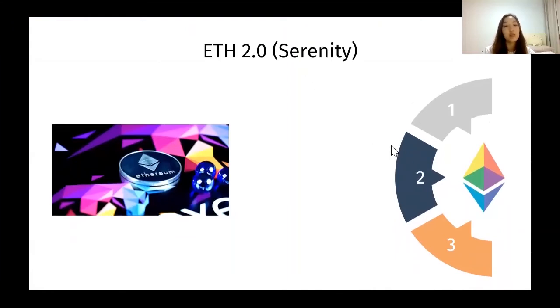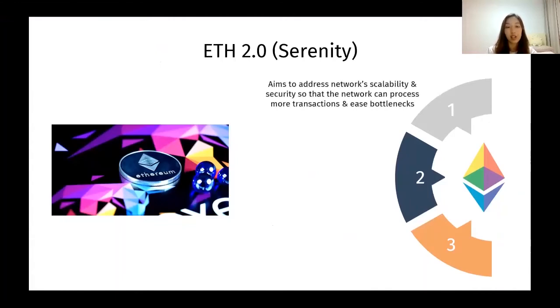And next, Serenity. Okay, so you might have seen some articles regarding Ethereum 2.0, and it's been receiving quite a lot of attention lately. So Ethereum is planning a major update to its network, which is the Ethereum 2.0 upgrade. So it aims to address the network's scalability and security. In the first phase of the upgrade, Ethereum will change its consensus mechanism from proof of work to proof of stake. And the upgrade aims to enhance the speed, efficiency, and scalability of the Ethereum network so that it can process more transactions and also ease bottlenecks.